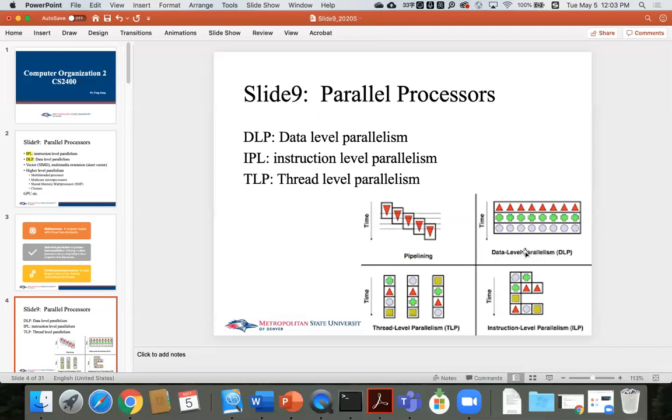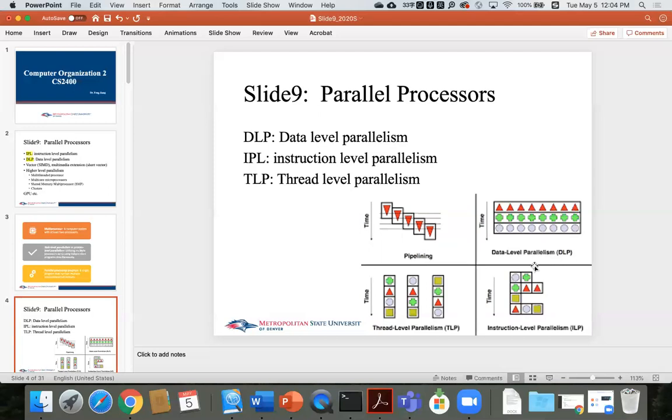So the basic idea for parallel processing is, along the timeline, you would like to implement multiple things at the same time. So what is data level parallelism? A GPU is a really good example of data level parallelism. But a lot of other modern computers, even small microcontrollers, some of them do have data level parallelism. It actually means you could execute multiple data at the same time.